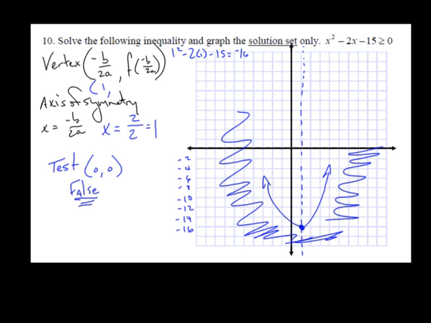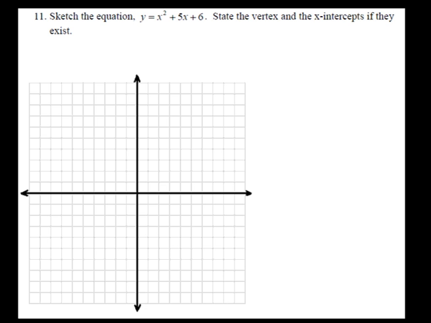Looking at number 11. It says sketch the graph. State the vertex and the x-intercepts if they exist. The vertex. First I want to find my axis of symmetry. That's x equals the opposite of b over 2a. So in this particular case, it's going to be x equals negative 5 over 2. So I'm going to go to the left, since it's negative, 1, 2, and then my axis of symmetry. This is what divides my parabola in half.